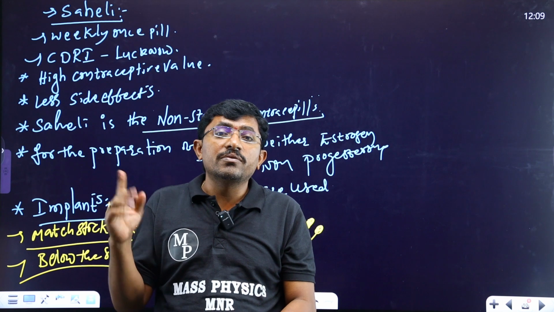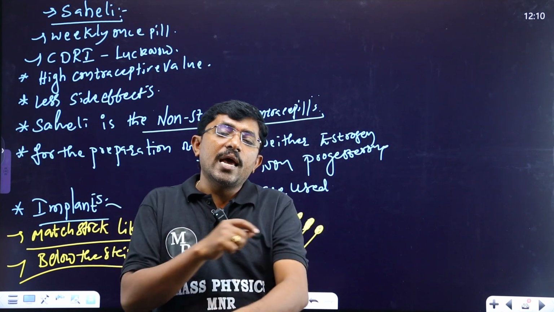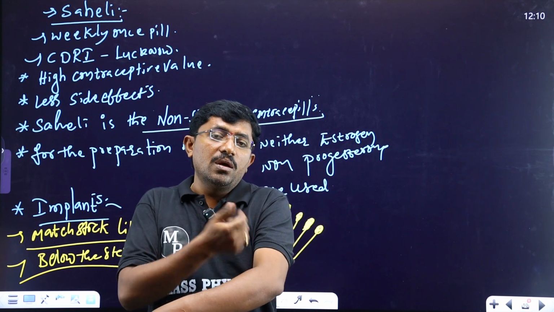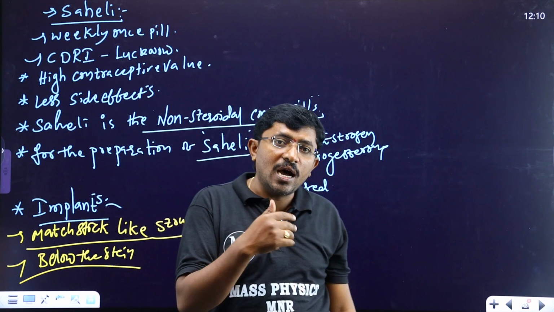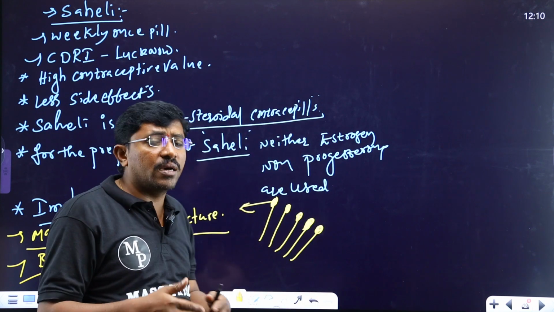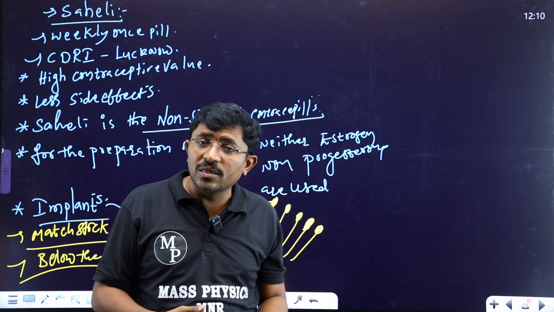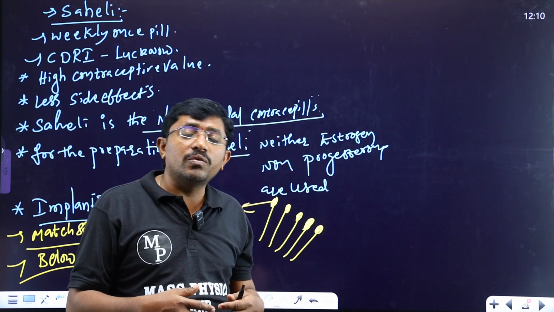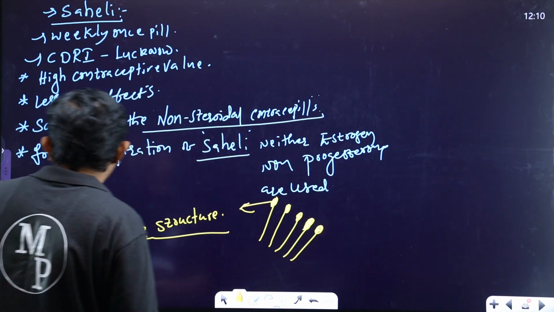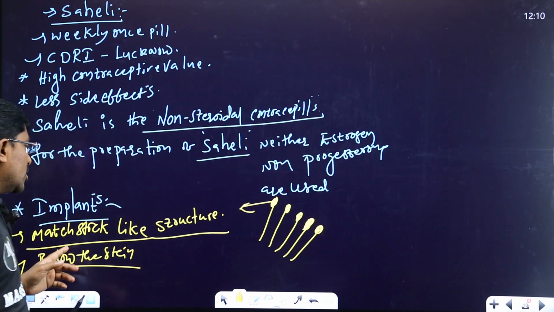When they want to conceive again after 1 year or 2 years, the implants are removed again by a surgical process. After that, the hormones are no longer released, and the normal hormonal condition returns in that woman's body, and she will conceive as usual. So this is the information on implants.